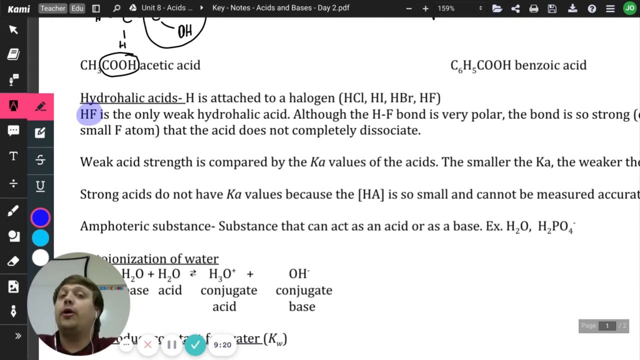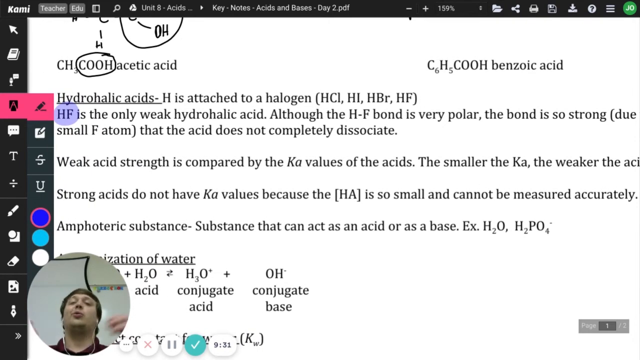Now, another thing to note is that if we're talking about a strong acid, we don't talk about the Ka value. Why? Because it is going to have such a small concentration that it's not going to be measured accurately, right? And so a lot of times we talk about things being negligible. That's kind of in the same vein as this, and that we don't need to worry about it just because it has such a very small effect, okay?